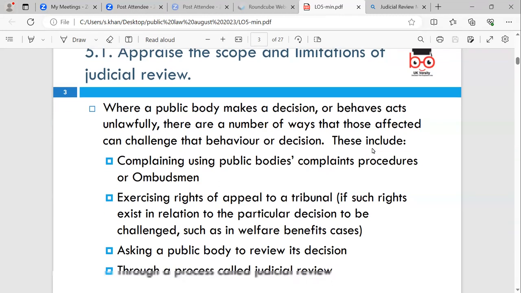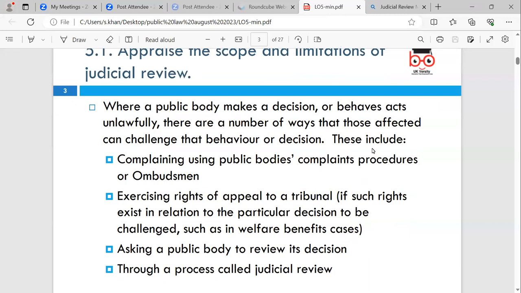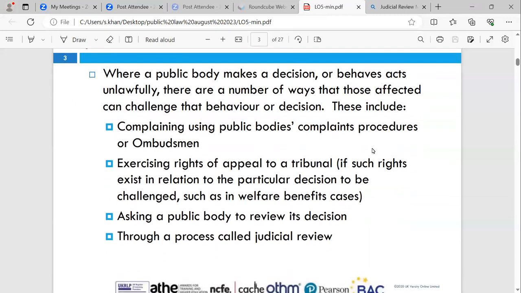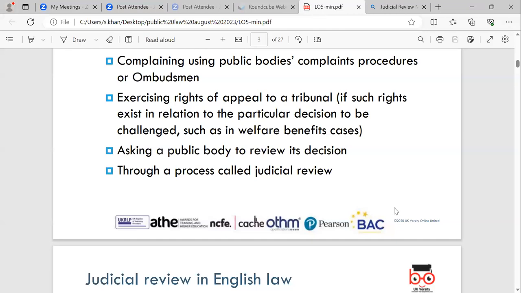So 5.1, appraise the scope and limitations of judicial review. Where a public body makes a decision or acts unlawfully, there are a number of ways that those affected can challenge the behaviour or decision. These include complaining using the public body's complaints procedure or ombudsman, exercising rights of appeal to a tribunal if such rights exist in relation to a particular decision to be challenged, such as welfare benefits, and asking a public body to review its decision through a process called judicial review.